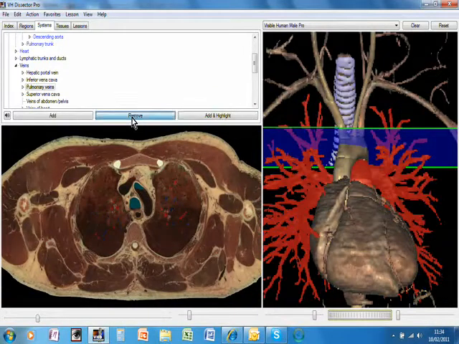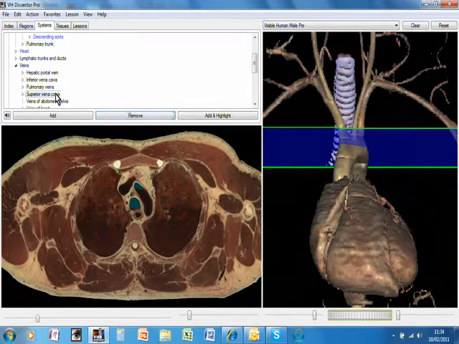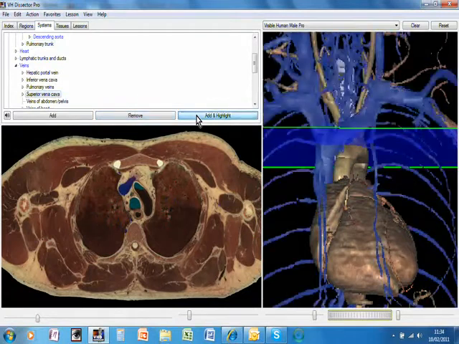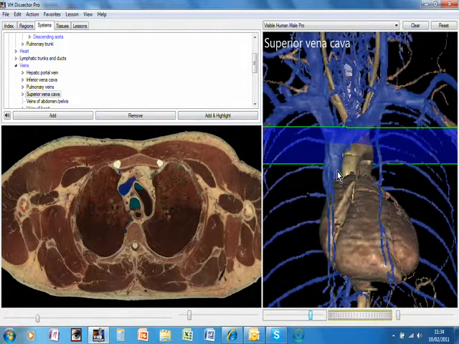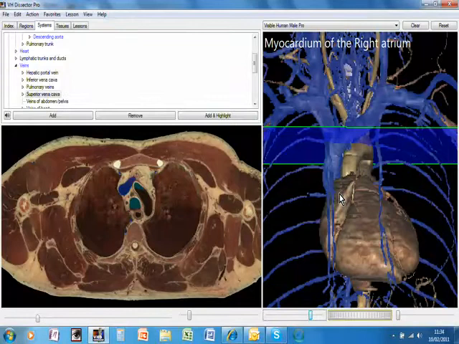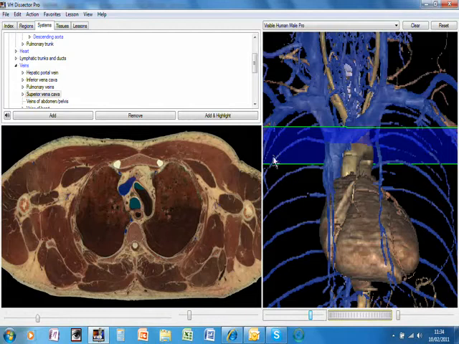We're now going to remove those vessels and add in the superior vena cava. You can see that the superior vena cava, shown here, empties into the right atrium of the heart. It's carrying deoxygenated blood from the head and neck, from the upper limbs, and from the chest wall.